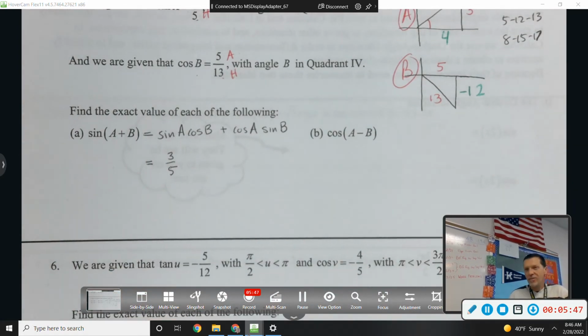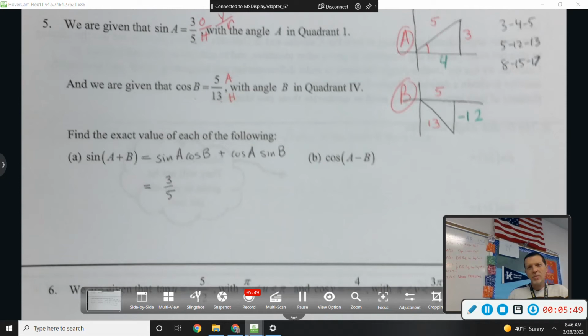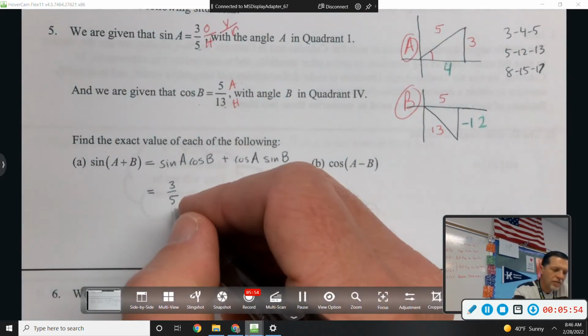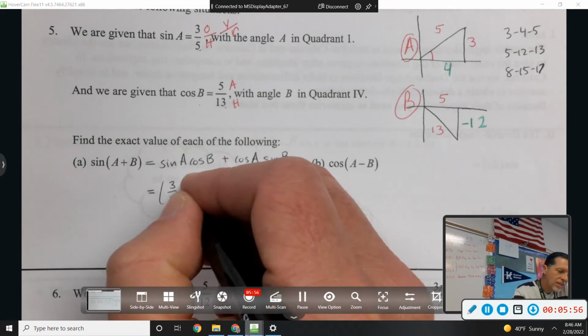It's not the sine of 3/5. Pet peeve. The sine of A is 3/5. So don't write sine of 3/5. Just write 3/5.